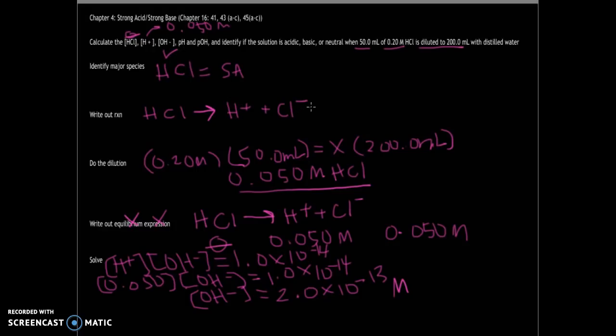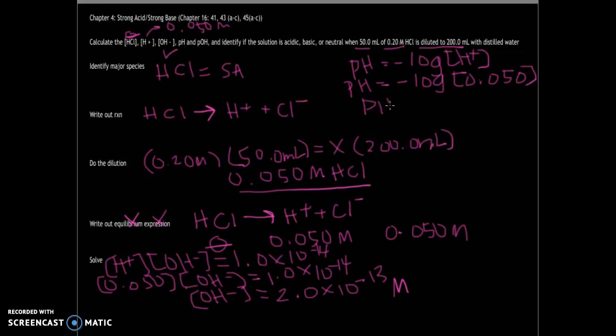Okay? I know I'm running out of room a little bit, but what is the pH equation? Well, on your equation sheet, pH equals the negative log of H plus concentration. We know H plus concentration, it's 0.050. So pH equals the negative log of 0.050. So you plug that in your calculator. It ends up being pH is 1.30.